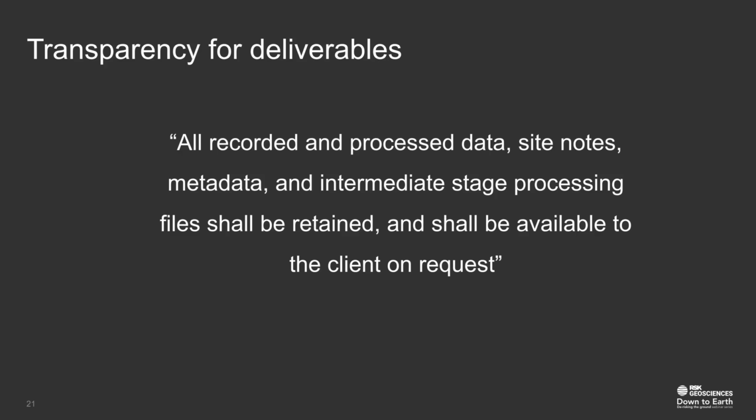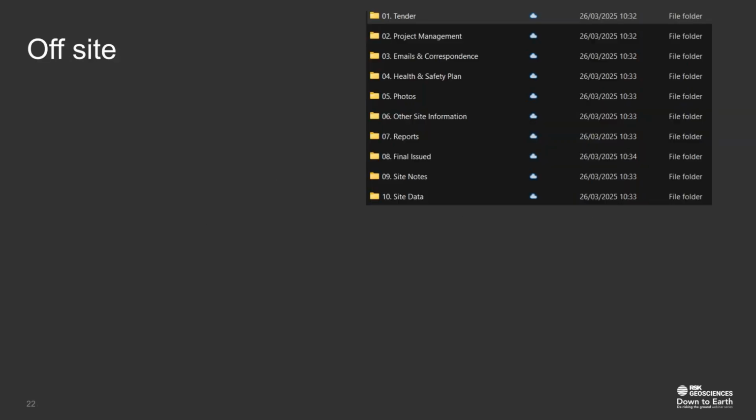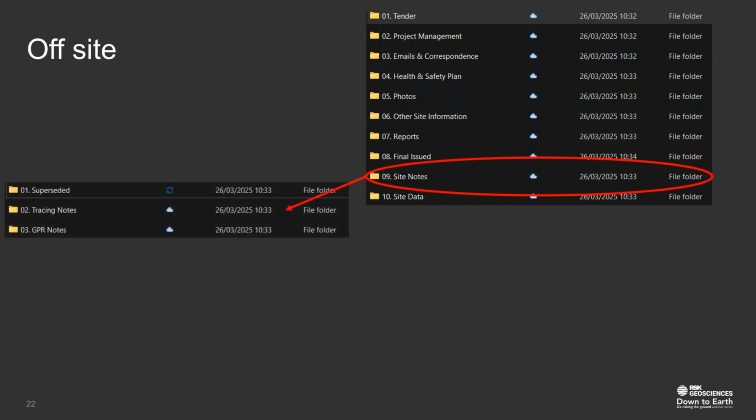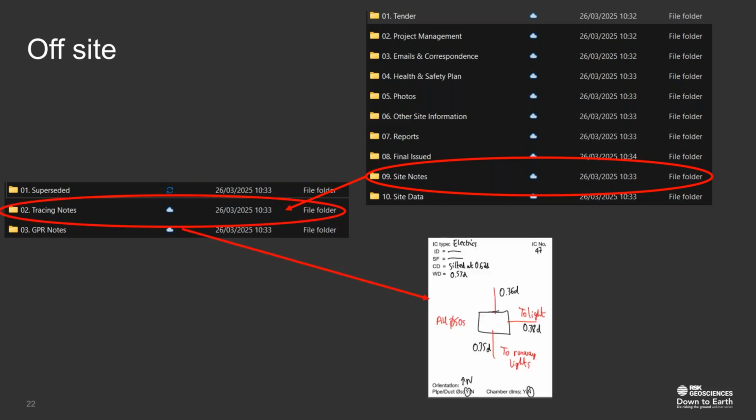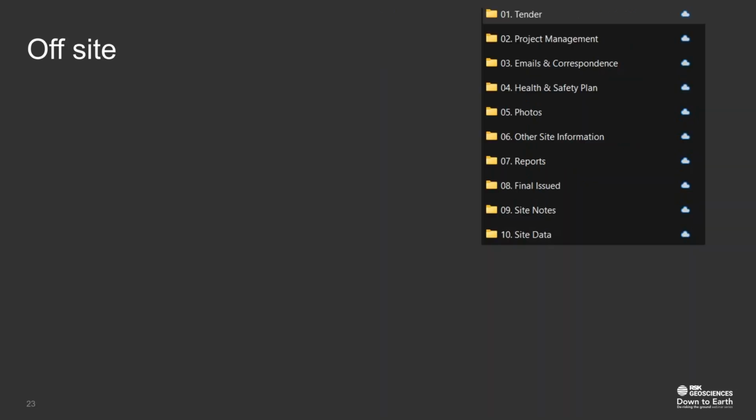So what does that look like in practice? During our case study example, we produced a clear folder breakdown to distinguish the stages of the post-processing cycle. This was the case for site notes that were then split into relevant subfolders for EML and GPR notes. An example of the tracing notes being this IC schedule on screen. And we did this for the collected data as well.